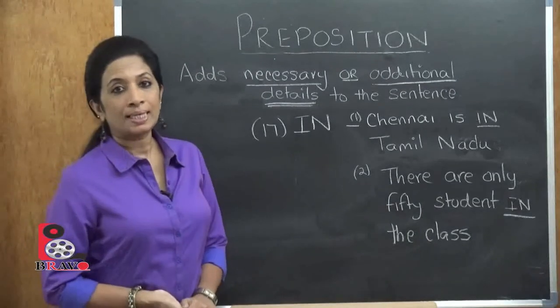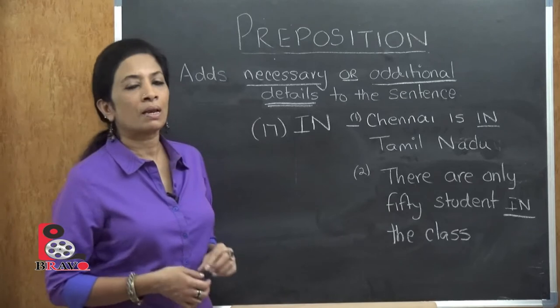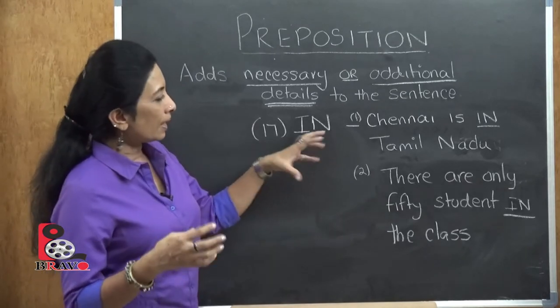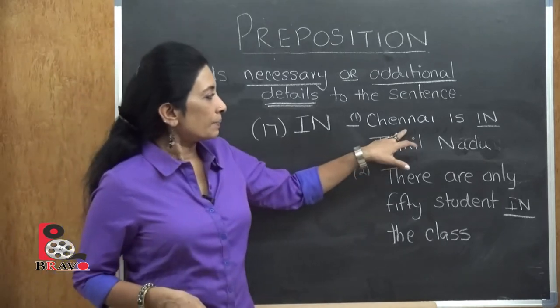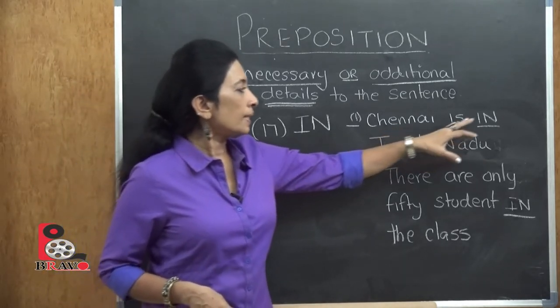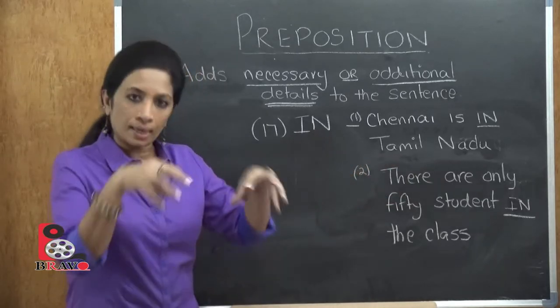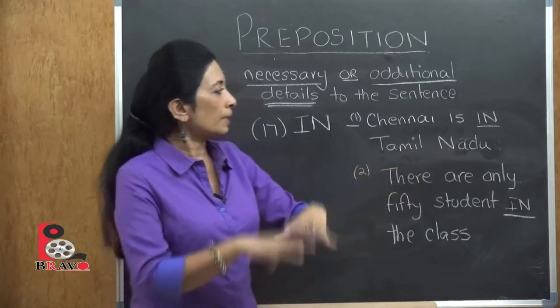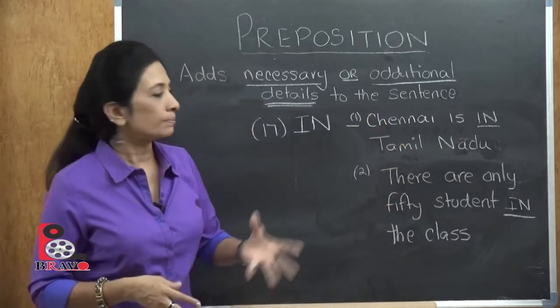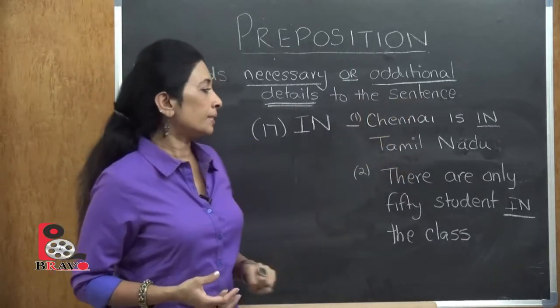17th word is in. Very small two-letter word which has a lot of meaning and it's used very, very commonly. Here I've set up an example saying Chennai is in Tamil Nadu. So it's like inside, it's in the pocket. So Chennai is in Tamil Nadu because Tamil Nadu is such a wide country and Chennai is one of the cities which is in Tamil Nadu.